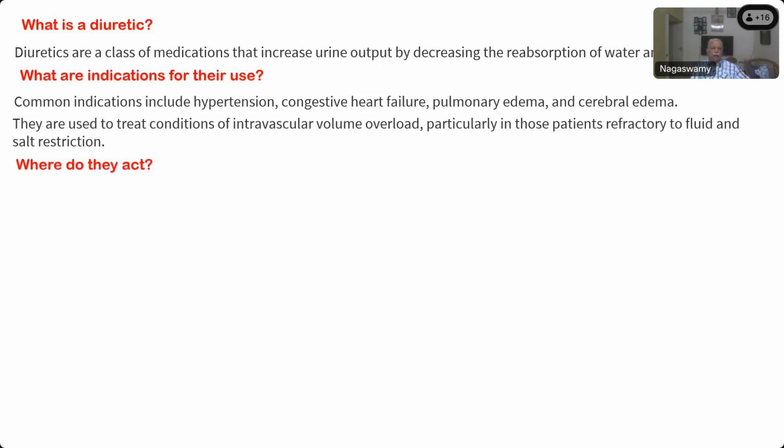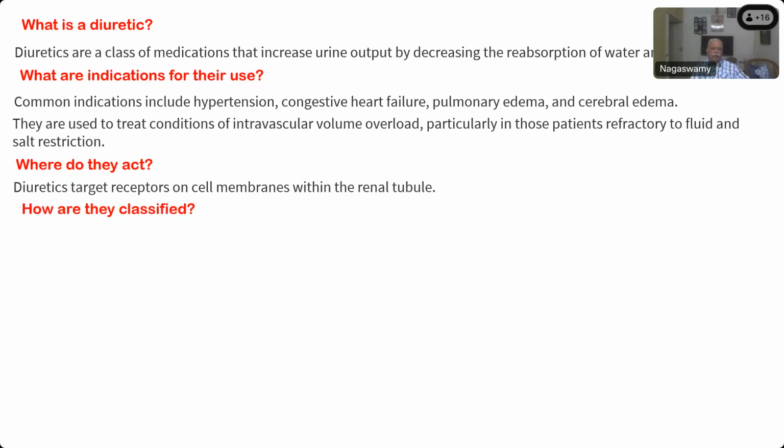Then, where do they act? Collecting duct. They act in various parts of the nephron, not only in the collecting duct: from the proximal tubule to the loop of Henle, distal convoluted tubule, and collecting duct. All these locations they can act. Okay. Diuretics target receptors on cell membranes within the renal tubules.